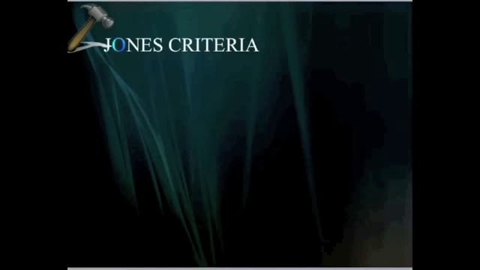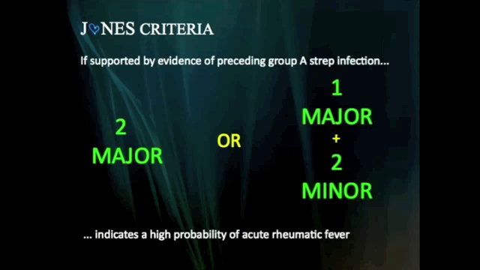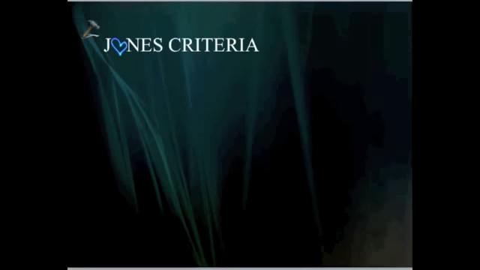Okay, so we're going to discuss the Jones criteria in helping make the diagnosis of acute rheumatic fever. These criteria say that at least two major manifestations be present, or one major and two minor. Now, conveniently, the words Jones criteria can be used as a mnemonic, the J standing for joints.